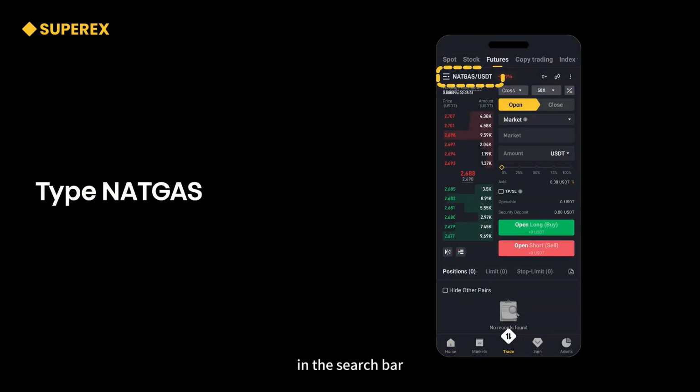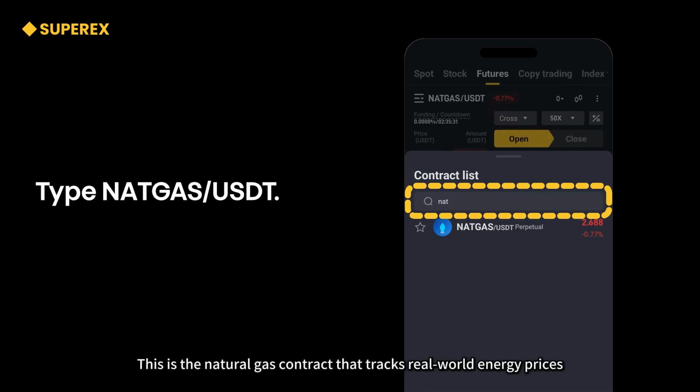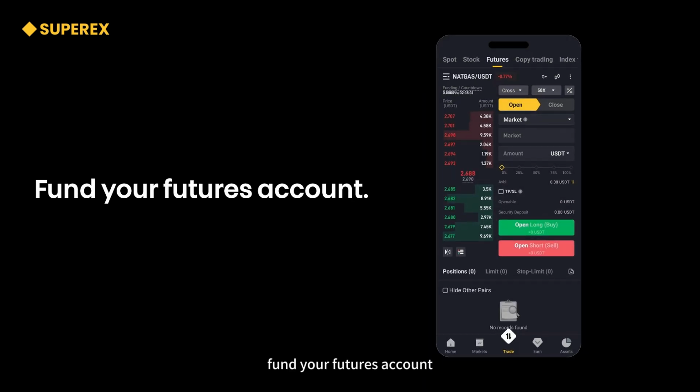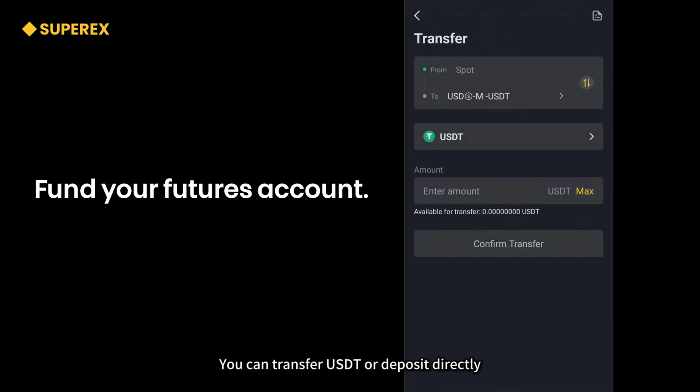Next, in the search bar, type NATGASUSDT. This is the natural gas contract that tracks real-world energy prices. Step 3. Fund your futures account. You can transfer USDT or deposit directly.